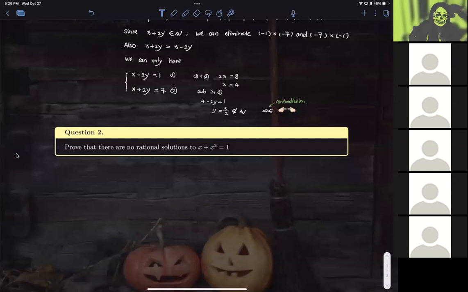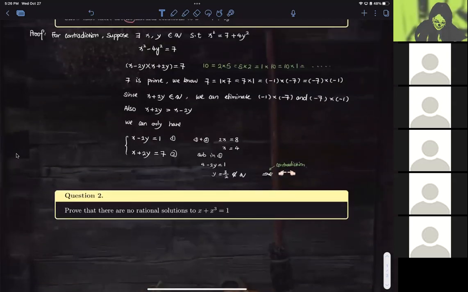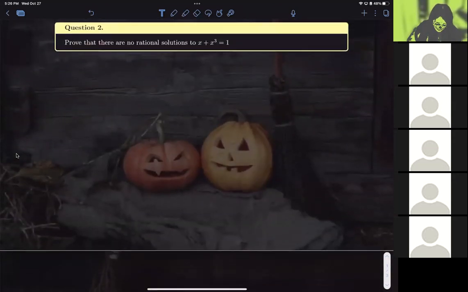There we go. It's just two double-headed arrows facing each other. That means contradiction. All right. I feel like I'm teaching all of you the weird stuff.